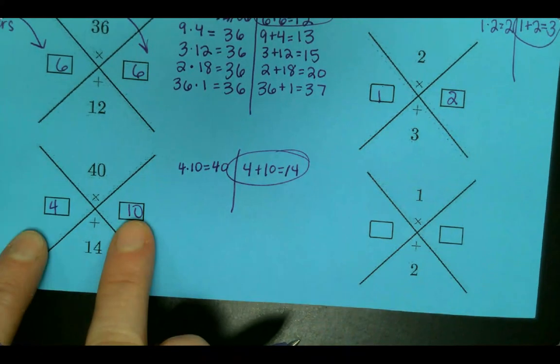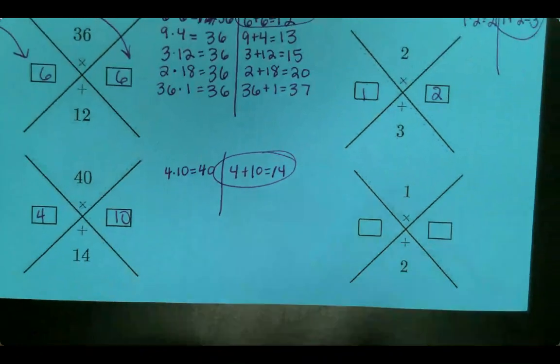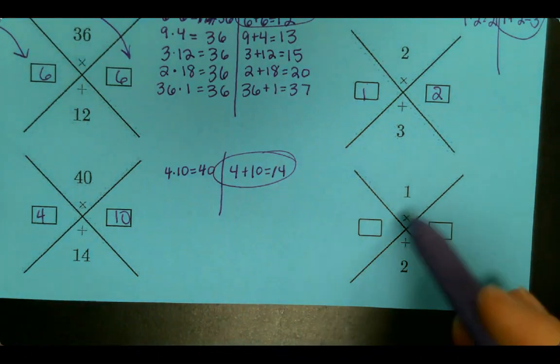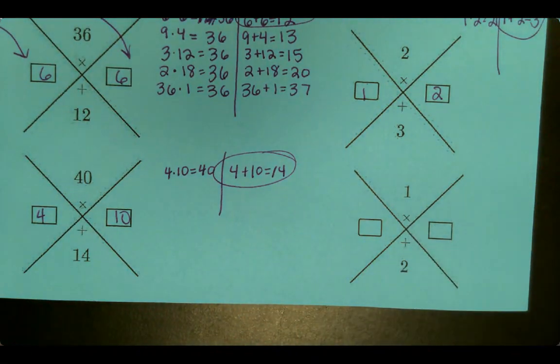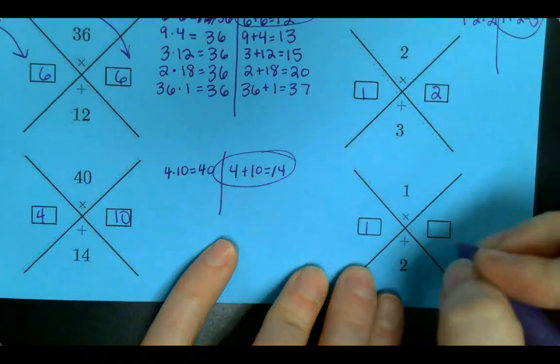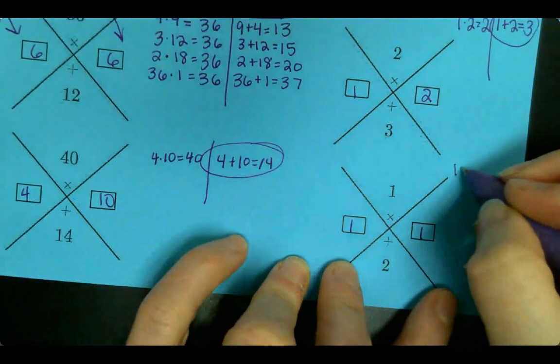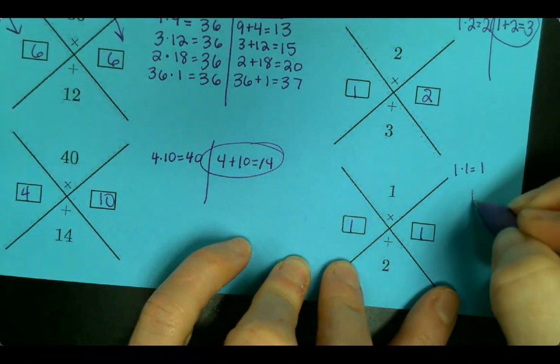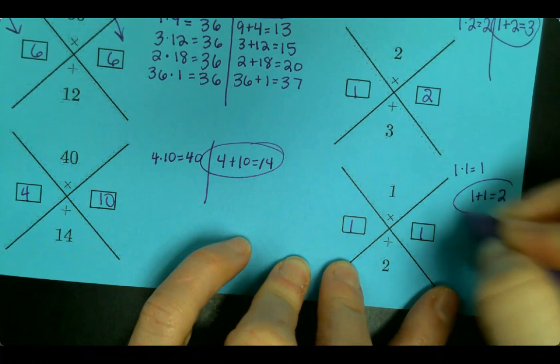So put your magic numbers there, you're done. Now go to this next one. What multiplies to get 1 but adds to get 2? 1. Yeah. 1 times 1 is 1. 1 plus 1 is 2. That's it.